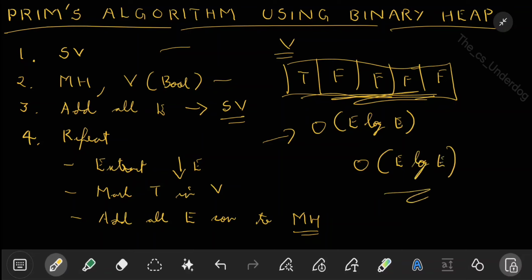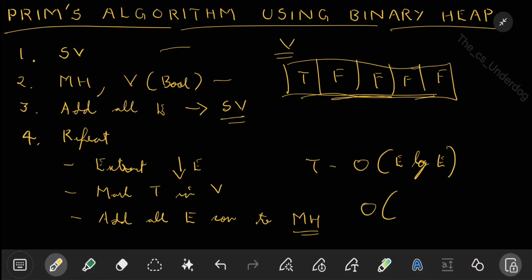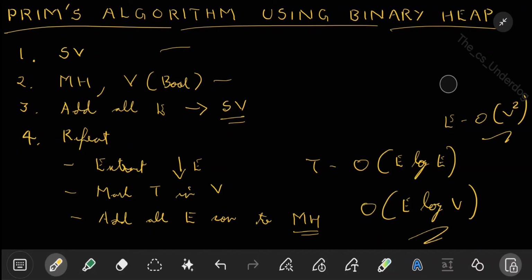So you understood that the worst case time complexity for Prim's algorithm is order of e log e. One thing to note here is, in some places you may see it as order of e log v as well. Why is it order of e log v? The reason is, in worst case, e can be order of v square. And whenever you are talking about v square, order of v and order of v square are very different. You have to specifically consider this as different.